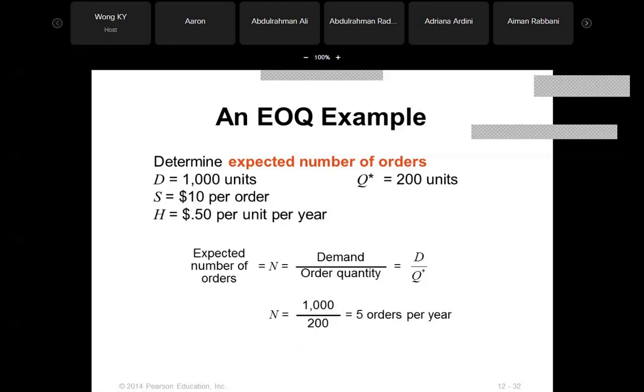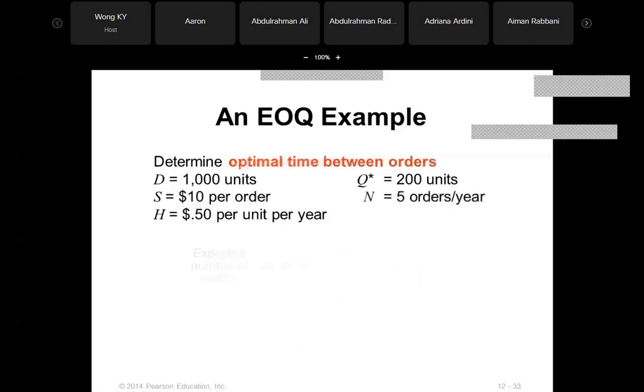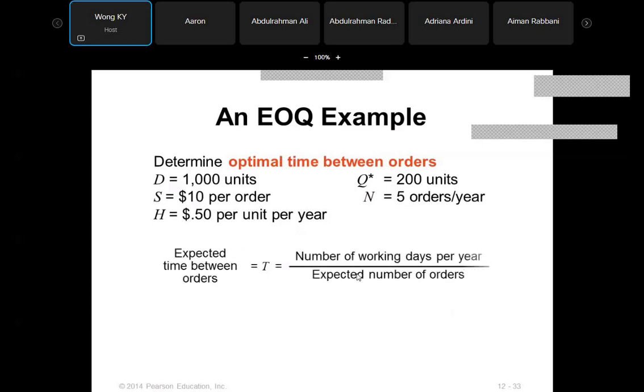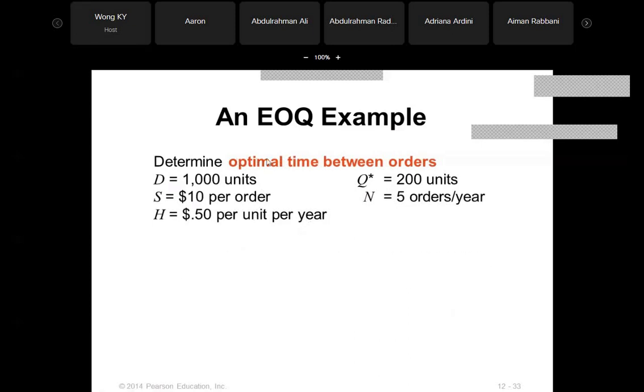Okay, no question, move on. Next question. Determine the optimum time between orders. So anyone can answer this? This is also actually common sense.